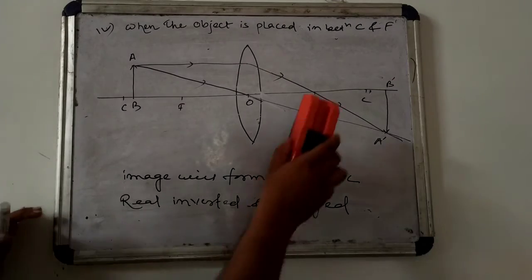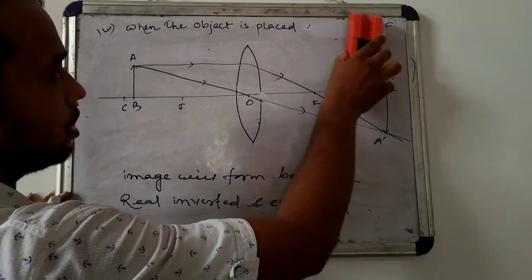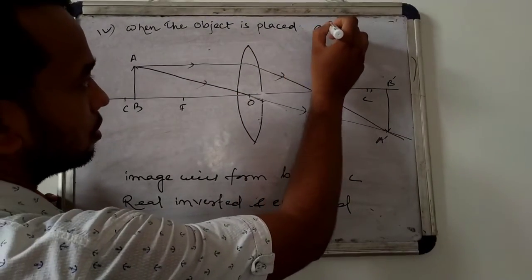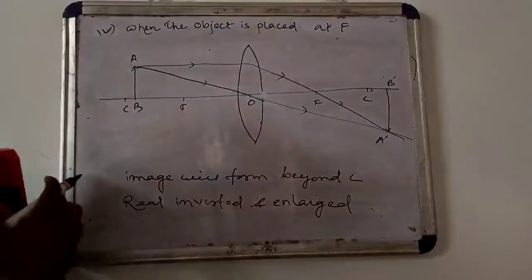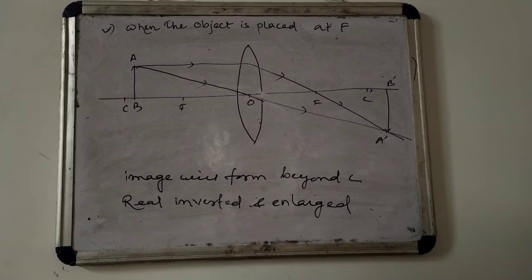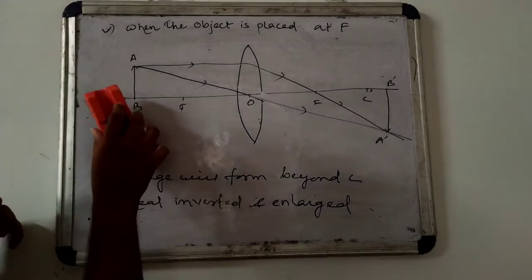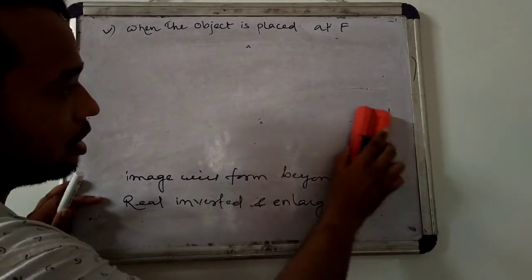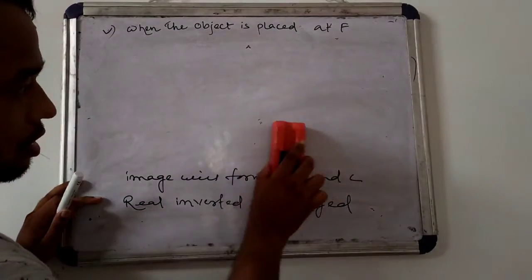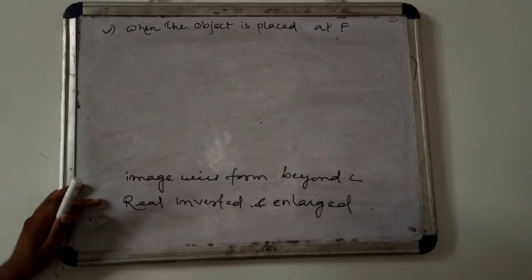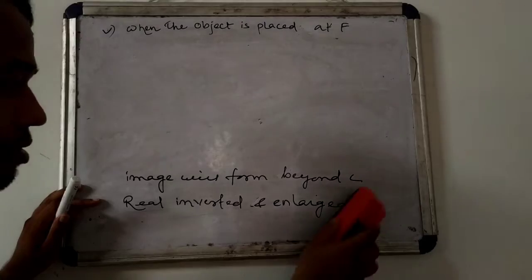So in the next case, we will place the object at focus, at F. So in the first case, when the object is at infinity, image is formed at the focus. Now we are going to put the object at focus. So in this case, image will form at infinity.